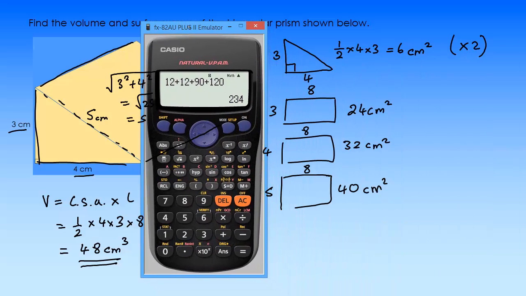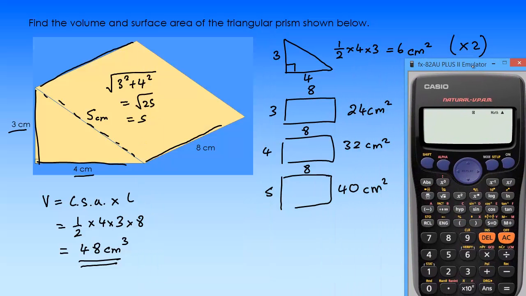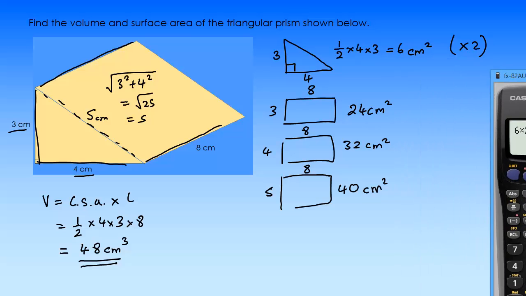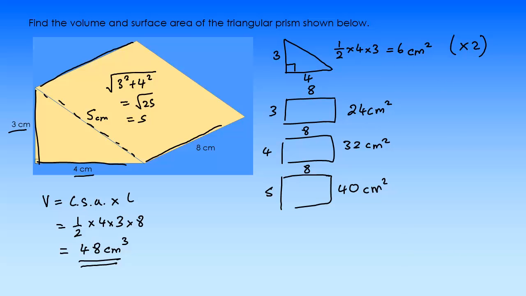So if we just bring in the calculator, what do we have? We have got 6, and we've got 2 of those, and then we're adding 24, add 32, add 40, and that gives us 108. So this one is 108, and that would be in centimetres squared.